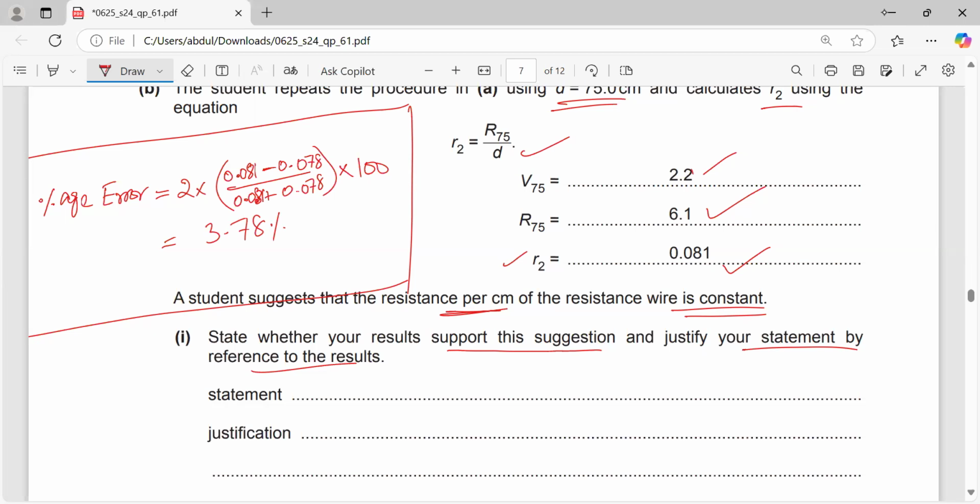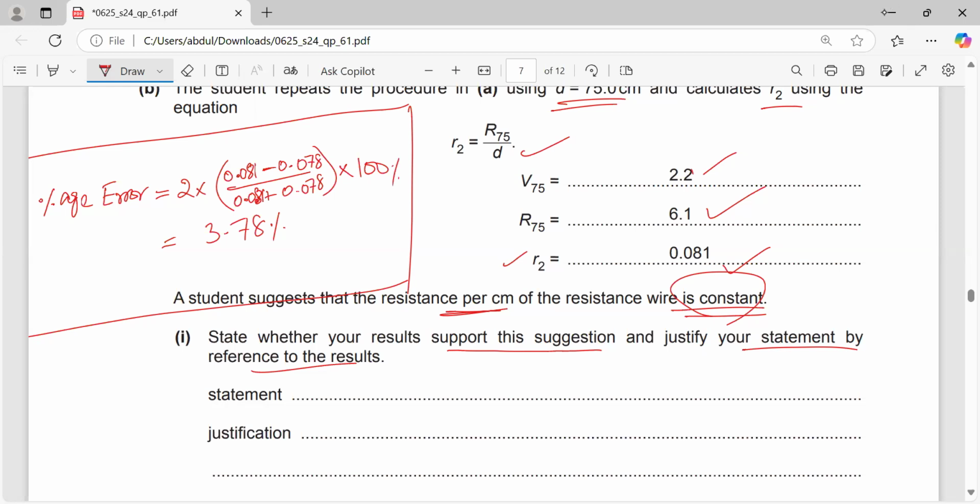Whenever two quantities are given and there is a difference in the two values and they are saying it should be constant, means it should stay same, then statement and justification. In the statement, always write either yes or no, except when some condition is there: increases, decreases, stays the same. Then you choose accordingly. If no key is there, simply write yes or no and calculate the percentage error. The rule is 2 times the difference in the two values in the numerator over the sum of the two values in the denominator times 100%. It is better that I write 100% here also.